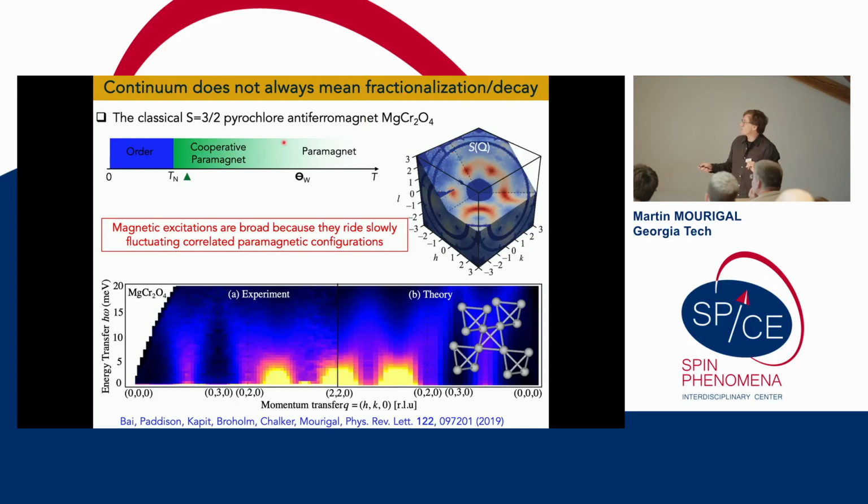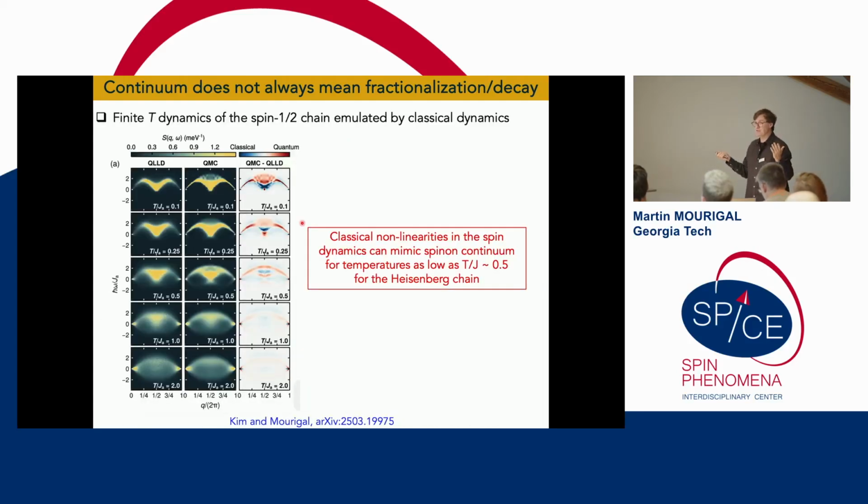Here's an example of a highly frustrated system, a spin 3/2 pyrochlore antiferromagnet, magnesium chromite. You can go to very low temperature, and because it's so frustrated, you are still in the paramagnetic regime at 10% of the Curie-Weiss constant, or even 5%. And here you see the spectrum of excitation of this system. It is structured, but it is also continuous. This is because of frustration. Magnetic excitations are broad because the spins ride a slowly fluctuating background. There is essentially a slowly fluctuating paramagnet, and your spin waves are fast harmonic oscillations around this, and that gives you a continuum. So that's another type of continuum that has nothing to do with decay and fractionalization.